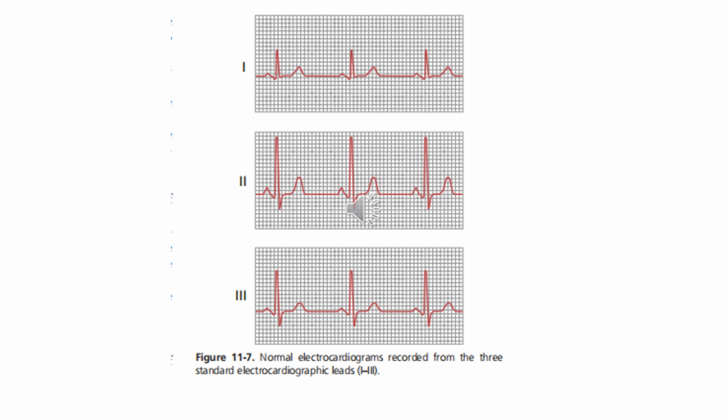Normal electrocardiograms recorded from the 3 standard bipolar limb leads. Figure 11.7 shows recordings of the ECGs in leads 1, 2, and 3. It is obvious that the ECGs in these 3 leads are similar to one another because they all record positive P waves and positive T waves, and the major portion of the QRS complex is also positive in each ECG.